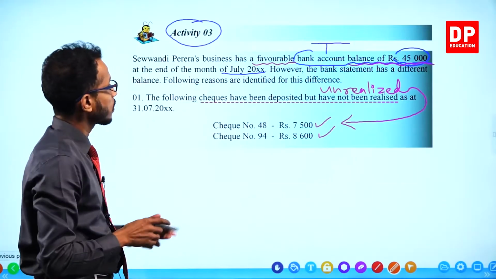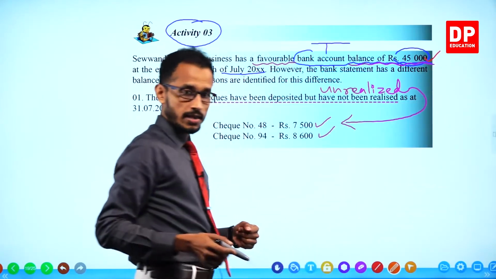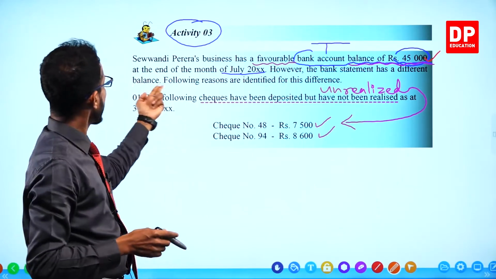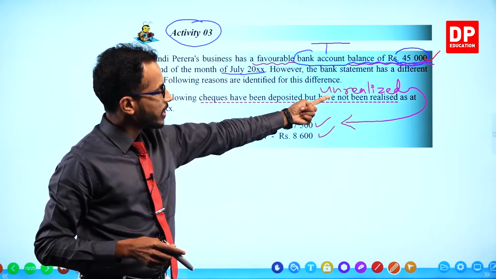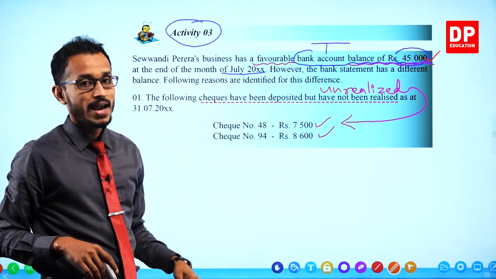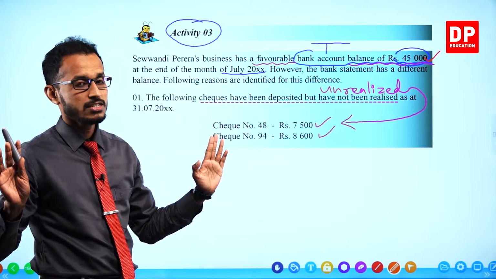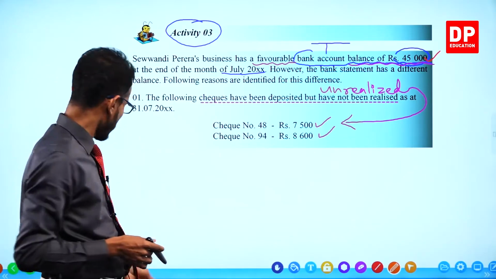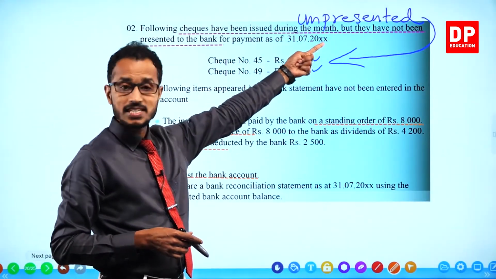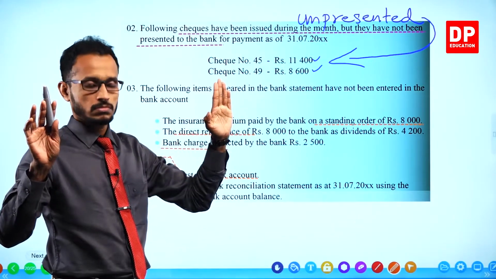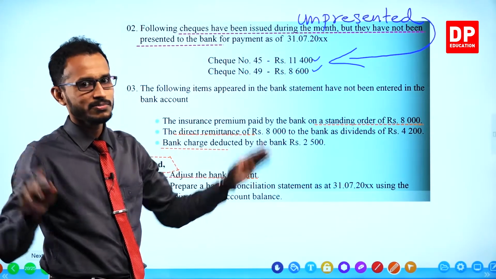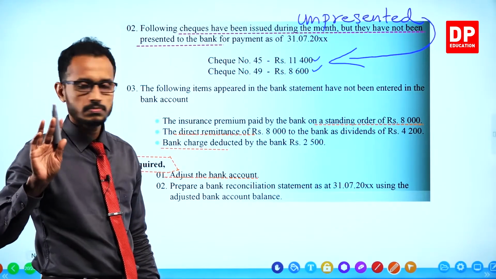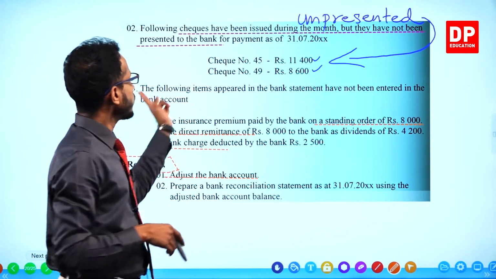Then we took this. And the bank statement has a different balance. The following reasons are identified. First reason, unrealized checks. We don't take unrealized checks to the adjusted bank account. Unrealized checks should be taken to the reconciliation statement. Then we have unpresented checks. We don't take unpresented checks to the adjusted bank account, the updated bank account.